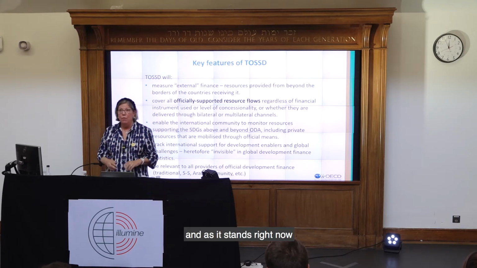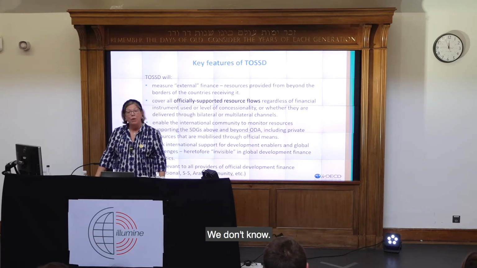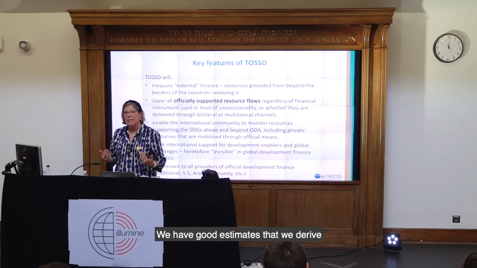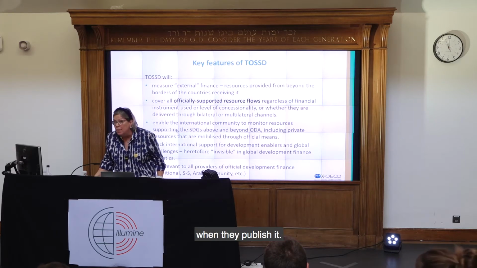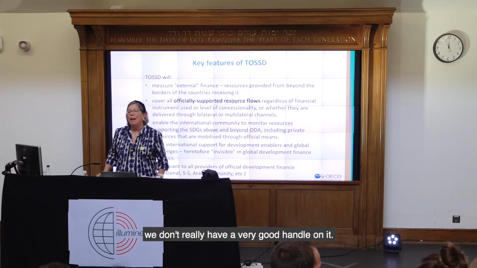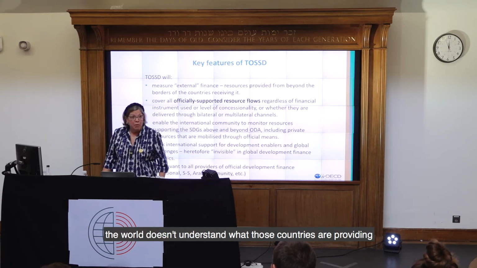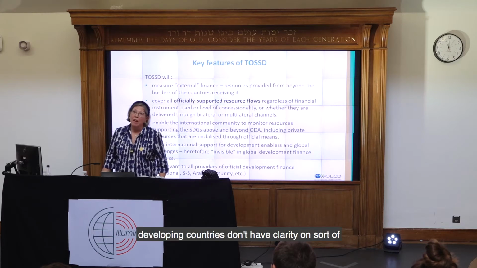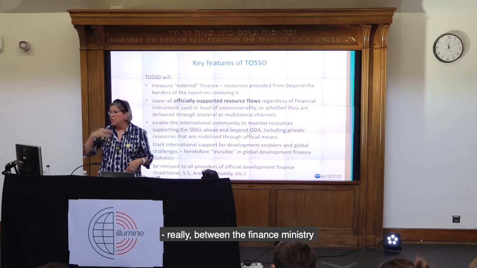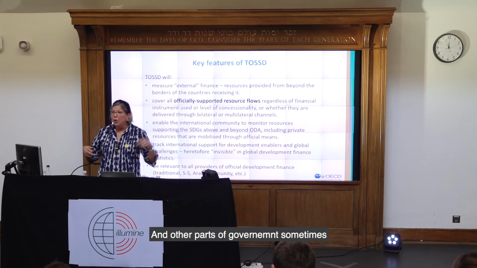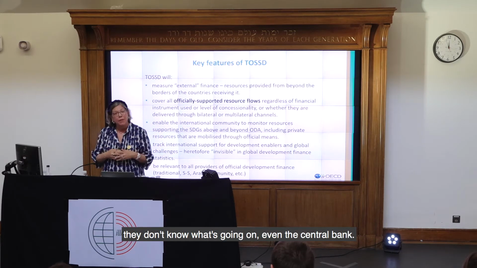And as it stands right now, we really don't know what's happening with a lot of the emerging providers. We have good estimates that we derive based on government information that they publish, when they publish it, but we don't have a very good handle on it. Therefore the world doesn't understand what those countries are providing, and most importantly, developing countries don't have clarity on what China is doing within their borders, between the finance ministry and the health ministry and other parts of government. Sometimes there are Chinese walls. They don't know what's going on, even the central bank.